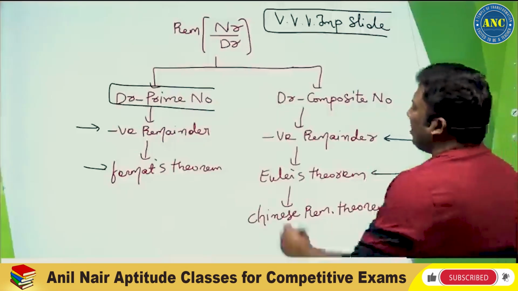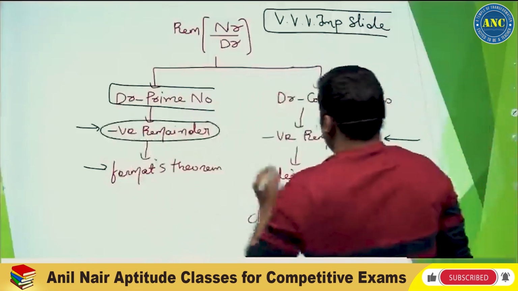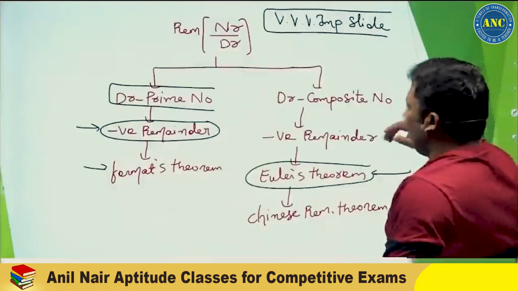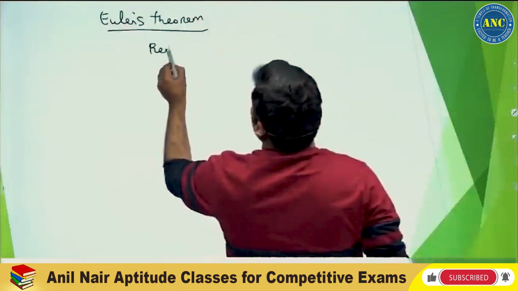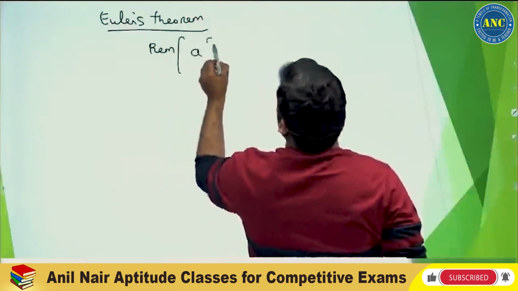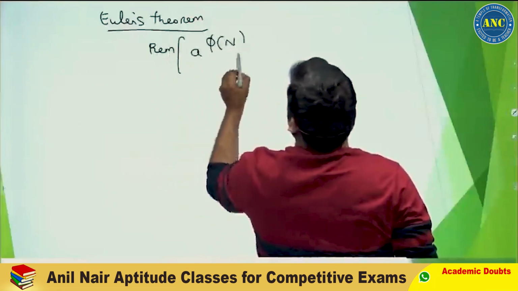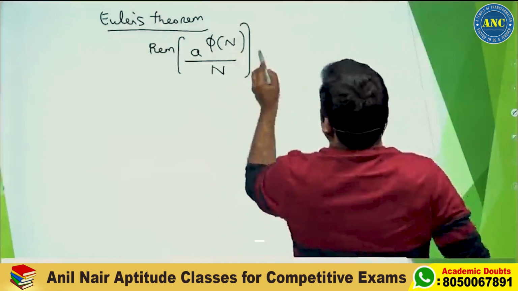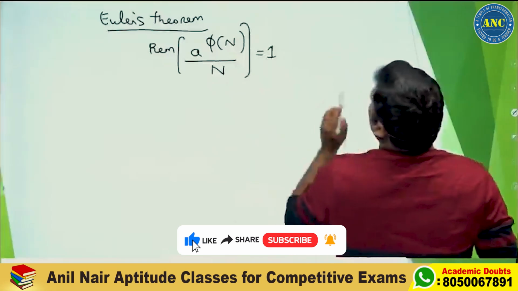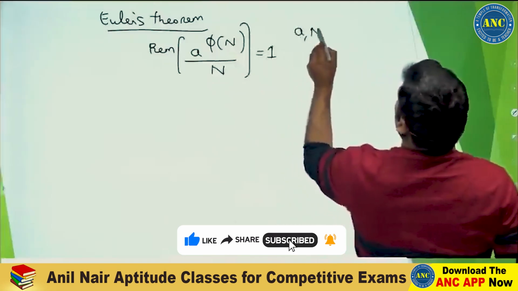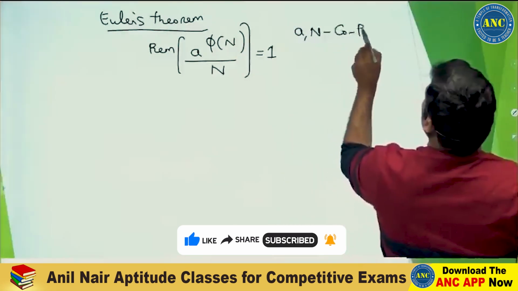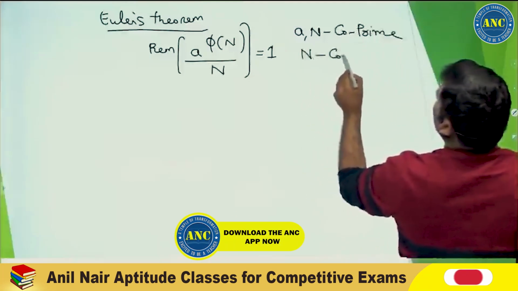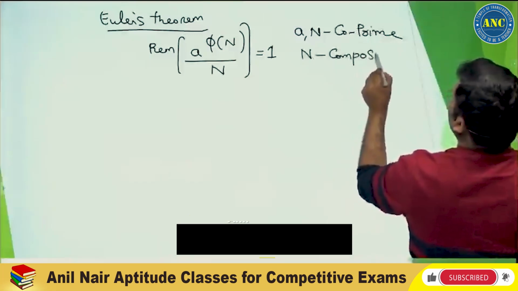Now, yesterday's class, we did this and we also did this. Now we will continue with the next. What is Euler's theorem? Euler's theorem is used to find the remainder when you divide a number by a composite number. A power phi of n divided by n is 1, where a and n are co-prime to each other, and the denominator is a composite number.